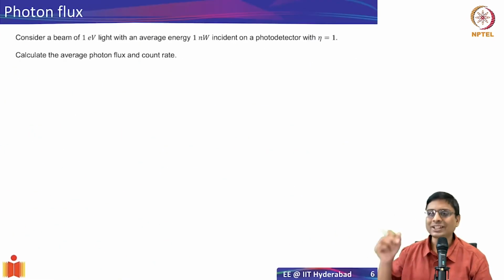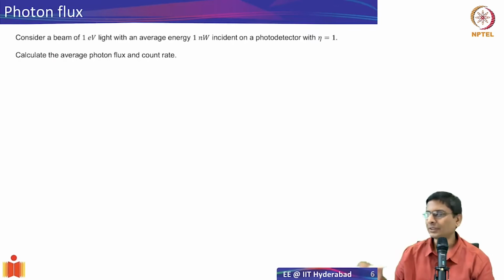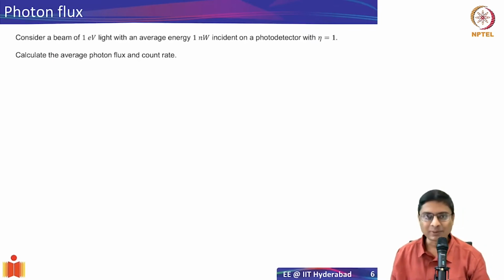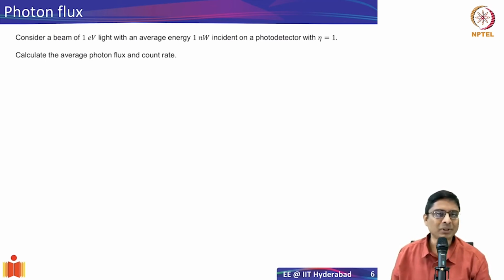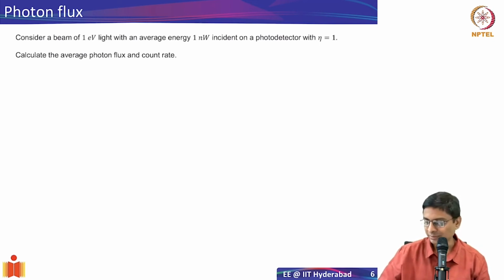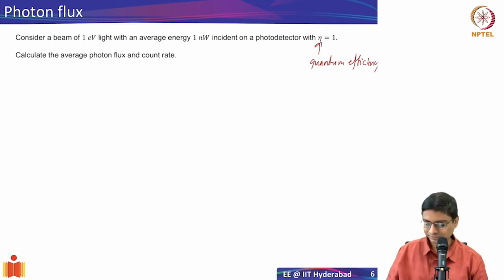I'll just take a few minutes and then solve a couple of problems so that you are more familiar with this concept. The first problem: let's say there's a beam of 1 eV light with an average power of 1 nanowatt, incident on a photodetector with eta. Eta is the quantum efficiency. I didn't mention it before; I'll talk about what it is. So calculate the average photon flux and count rate.